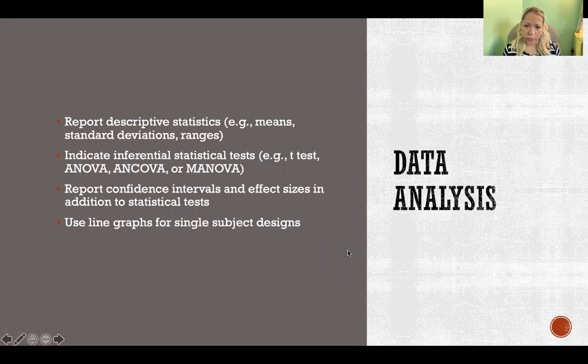As you're writing your proposal, you want to make sure that you are planning for the data analysis. So you need a plan for how you're going to report the descriptive statistics, what inferential statistical tests you are going to use, and what types of relationships you plan to detect. You need to make sure that you're using the correct statistical tests to detect those relationships. And you want to report the confidence intervals and effect sizes in addition to what statistical tests you're going to be using. So how big was the effect, and how confident are you that that effect is accurate? And if you use a single subject design, you can use line graphs.